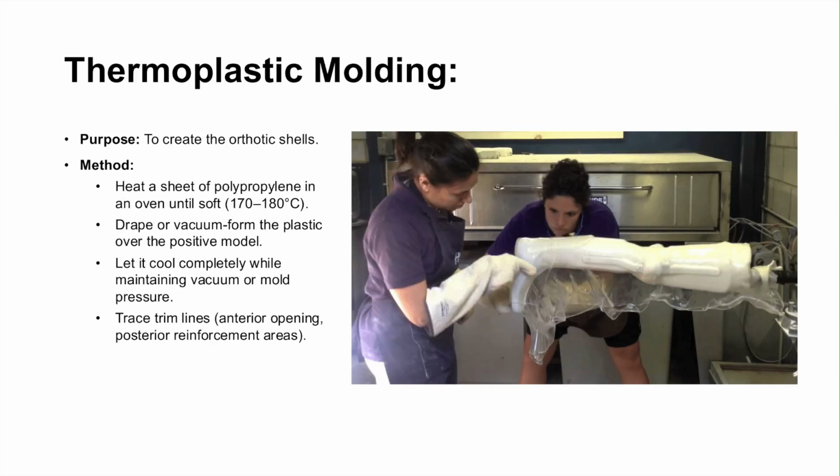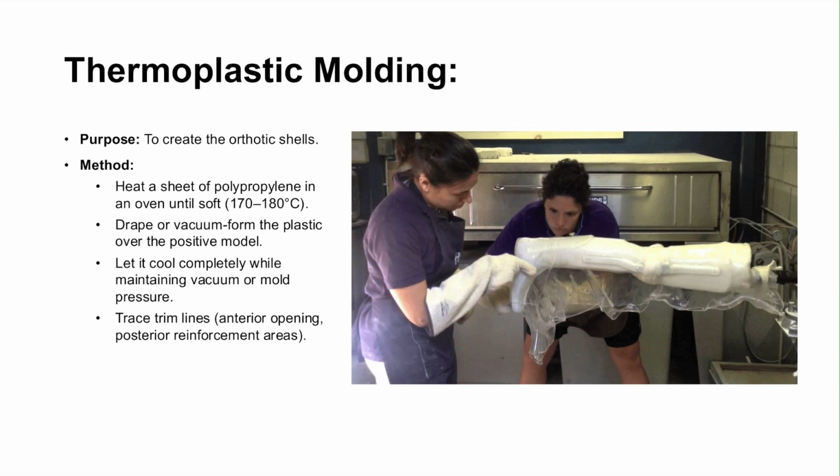Okay, then we have thermoplastic molding. A sheet of thermoplastic is heated in the oven until it is soft, and then vacuum formed over the modified model. This step requires precision, and the material must be evenly heated and conformed before cooling. A poor mold here can lead to pressure sores or misalignment later.